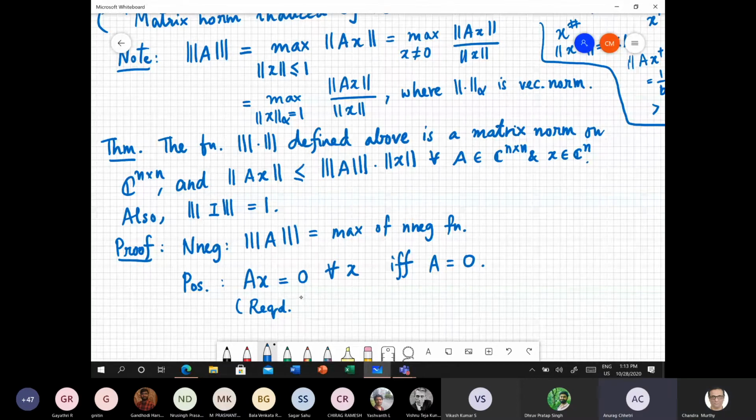Positivity property of the vector norm, sir. No, there is no norm here. I'm just saying that a matrix A is such that if I find Ax, it gives me the 0 vector for all x. We can express the columns of the matrix as the transformation of the basis elements. Any matrix, if we act the matrix on the basis elements, then we'll get the columns of the matrix. And if all of them are 0, then the matrix will be 0.